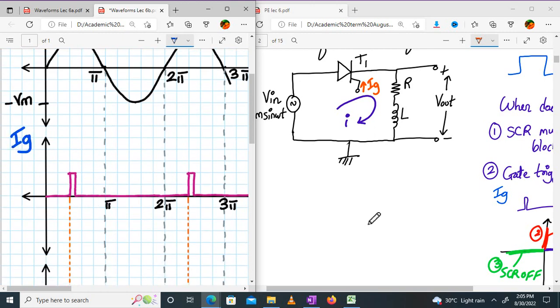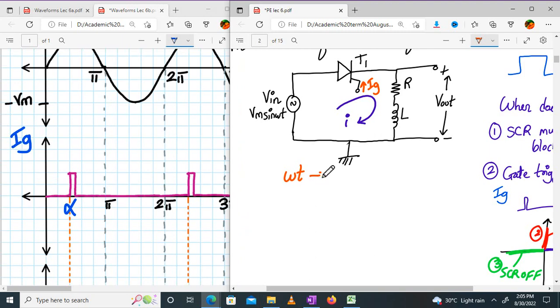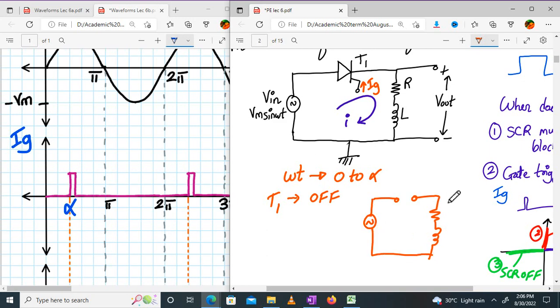I have applied IG. So from 0 to alpha, listen carefully. Omega t is going from 0 to alpha. What is my state of SCR? Is T1 on or off? Off. If T1 is off, it will behave as an open circuit. How will my circuit look like? Right? And here we have V out. What will be my V out? Will it be 0 or will it be equal to V in? 0. Why 0? Because current over here is 0, right?